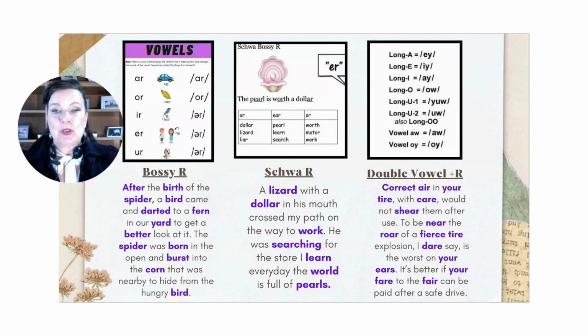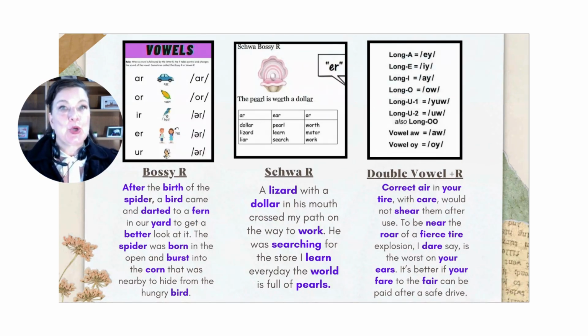A lizard with $1 in his mouth crossed my path on the way to work. He was searching for the store. I learn every day the world is full of pearls. Okay, go ahead and practice that. Nicely done. Let's review and make sure we have that sound for these highlighted words for the schwa R.